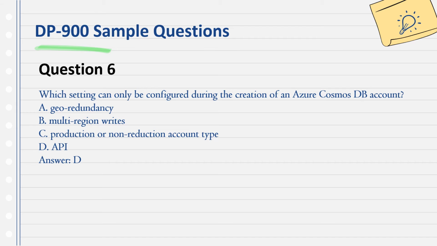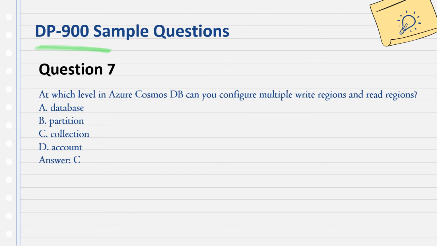Question 6. Which setting can only be configured during the creation of an Azure Cosmos DB account? A. Geo-redundancy. B. Multi-region writes. C. Production or non-production account type. D. API. Answer: D.